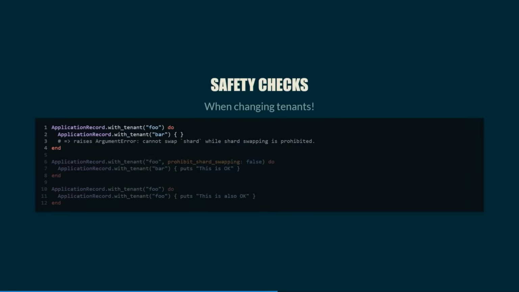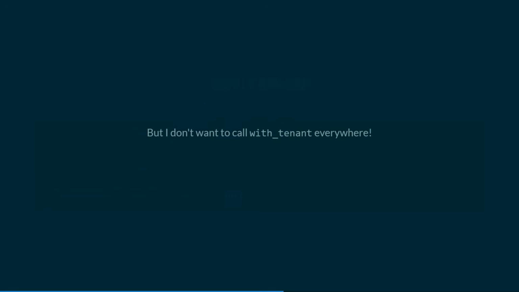And finally, the gem is not going to let you change tenants willy-nilly, whenever you want. If you're in tenant foo and you try to switch to bar, it's going to raise an exception unless you've specified prohibit shard swapping. This is just vanilla Rails horizontal sharding functionality. But if you call with tenant a million times, it's OK. And this makes it a little bit easier to provide your own method calls that will set tenant. And this is OK.